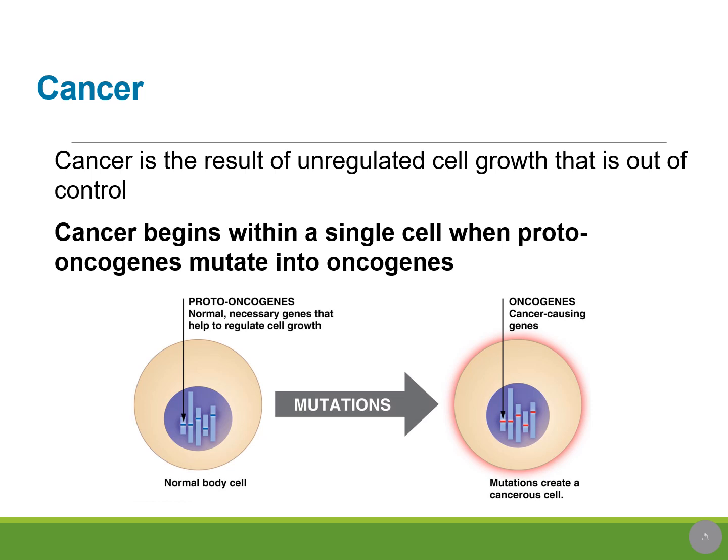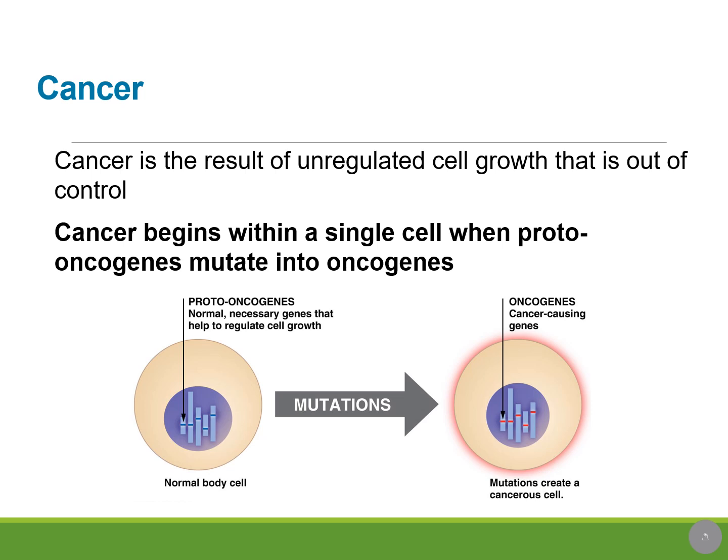So cancer is the result of unregulated cell growth, and cancer begins with a single cell that has multiple proto-oncogenes that mutated into oncogenes. So it's usually more than one. The mutations disrupt the normal control of cell division and convert a normal cell into a cell that multiplies continuously and in an uncontrolled manner. If it's not destroyed by the immune system, because your immune system initially does a pretty good job of destroying mutated cells, then those mutated cells can accumulate, and that is what forms a tumor.